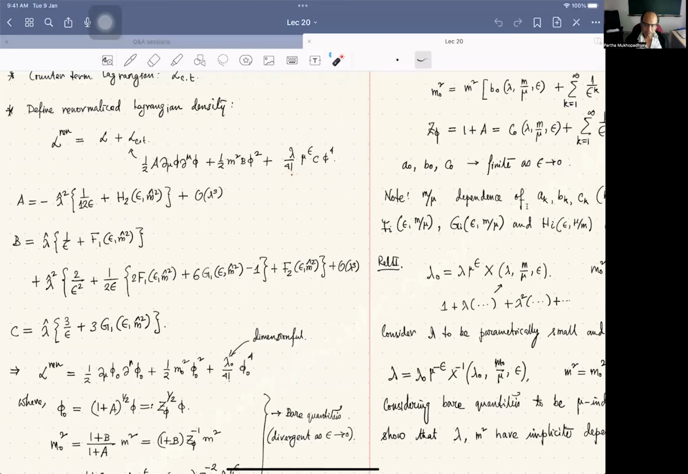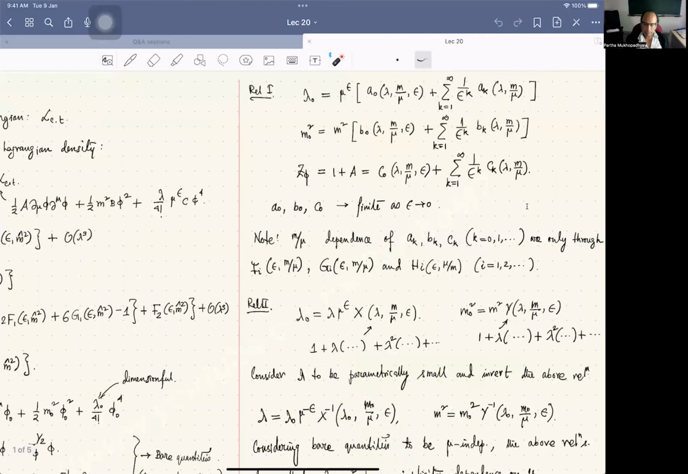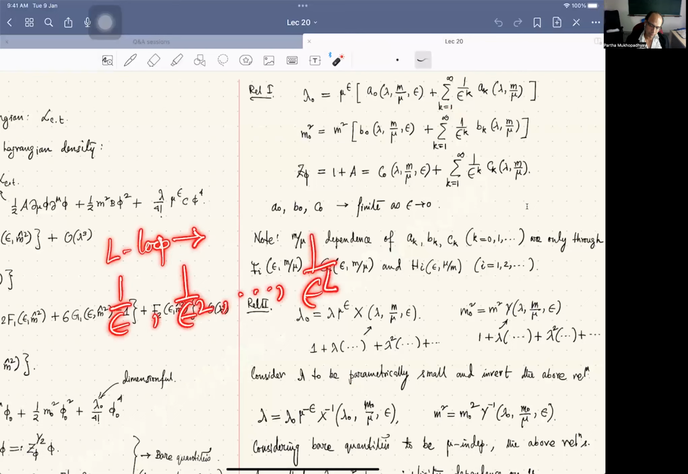A1, which appears in the beta function, is the residue of the 1 over epsilon pole. And as we have discussed in the lecture, an L loop term will have poles of at most order L. So an L loop term will give you 1 over epsilon, in general 1 over epsilon square, and so on up to order 1 over epsilon to the power L. So the 1 over epsilon pole will appear in all loops starting from L equal to 1. For all loop orders, this 1 over epsilon will be generated.